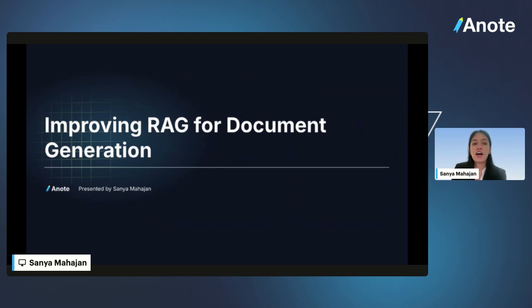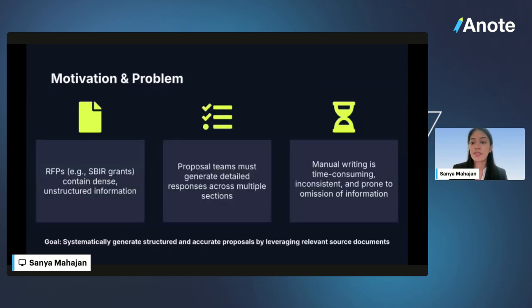So today I'll be sharing how we've been improving RAG models for document generation at Anno, with a focus on structured, accurate proposals, especially for use cases like SBIR grants. So let's start with the problem.